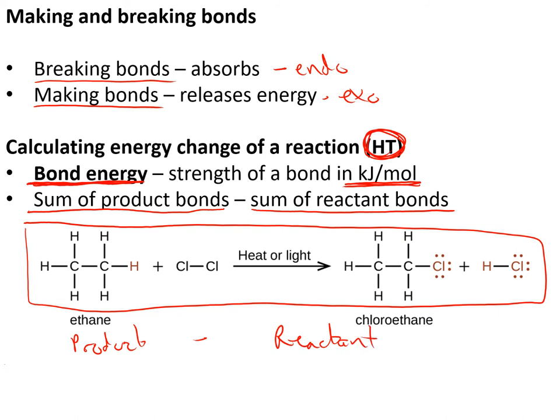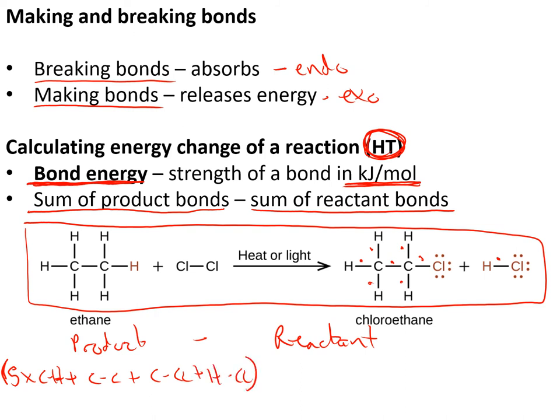So if we do the product ones first, if we start with C-H, we've got 1, 2, 3, 4, 5 C-H bonds. So we can do 5 times C-H. Add that to, there's one C-C bond, so C-C. And then there's one C-Cl bond, so C-Cl. And there's also one H-Cl bond, so we're going to add an H-Cl.